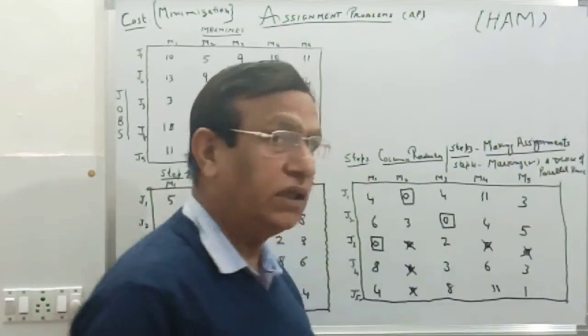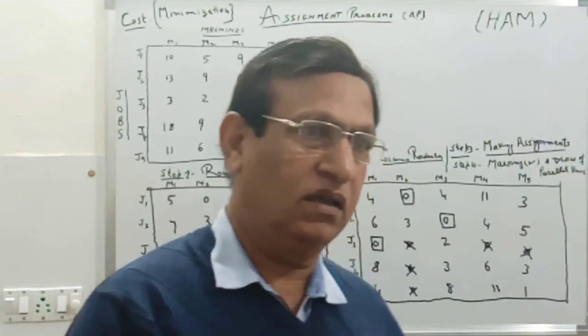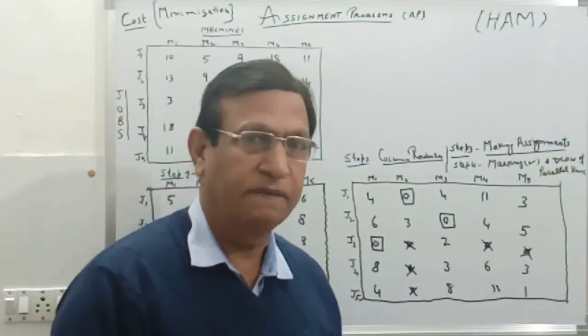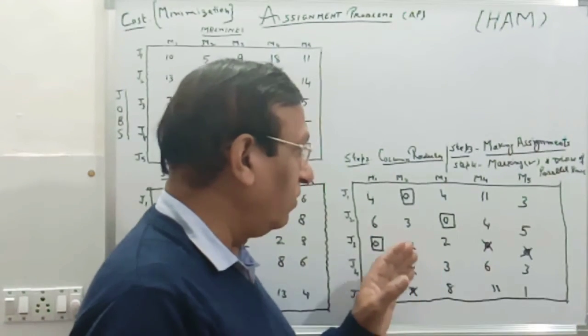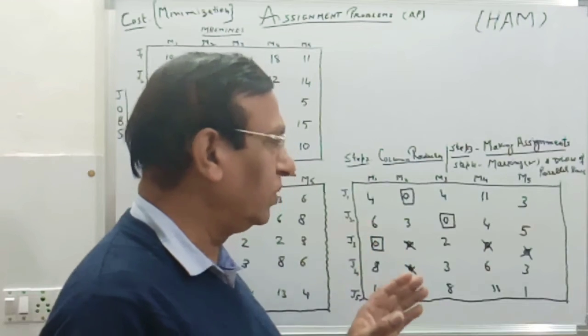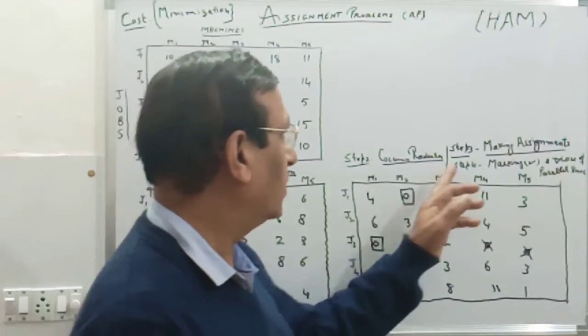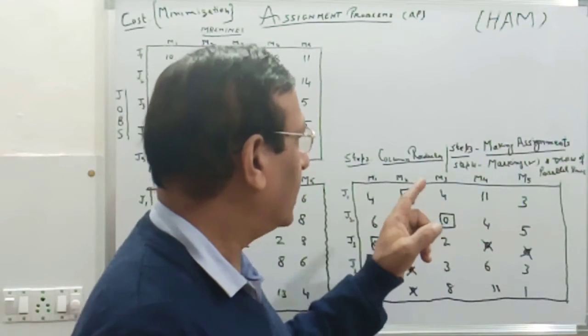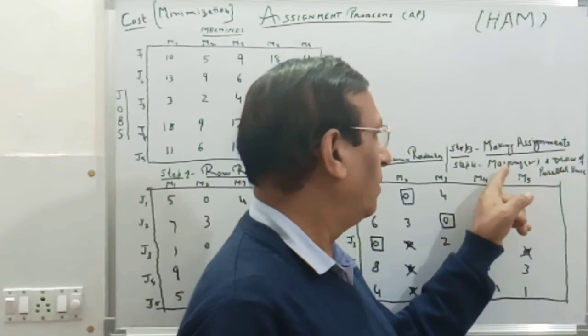So you have to repeat your steps. Starting from rows, making the assignment, crossing the zeros. You have to repeat it again and again so that you are sure that further assignment is not possible. This is your step number 3. And step number 4 is marking. This will be the sign.